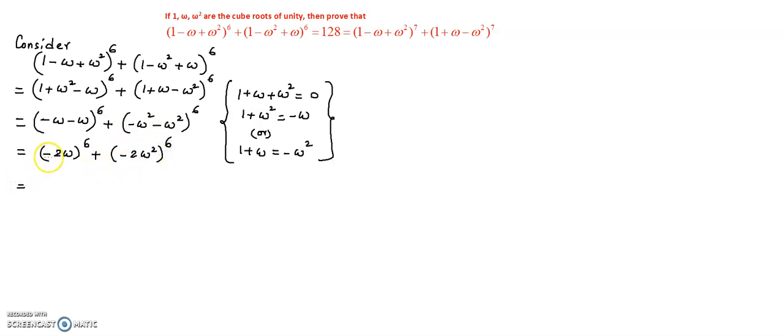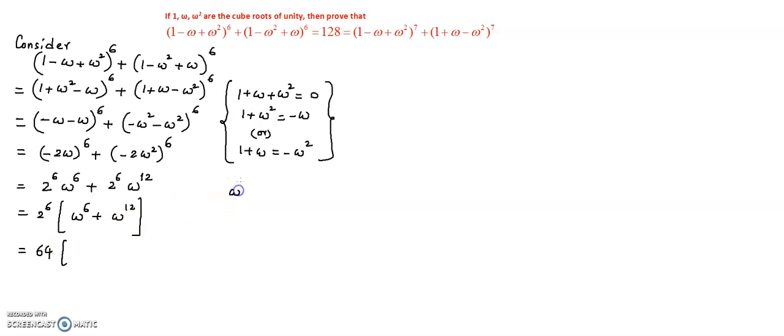So minus 6 times will be plus, this will be 2 power 6 omega power 6, plus minus 6 times, if you multiply minus it will become plus, minus to the power of even number will be plus. So we have 2 power 6 omega power 2 into 6, which is omega power 12. So we can take out 2 power 6 common, remaining terms will be omega power 6 plus omega power 12. 2 power 6 is nothing but 64, 2 multiplied 6 times. So we have 64 into omega power 6 plus omega power 12.